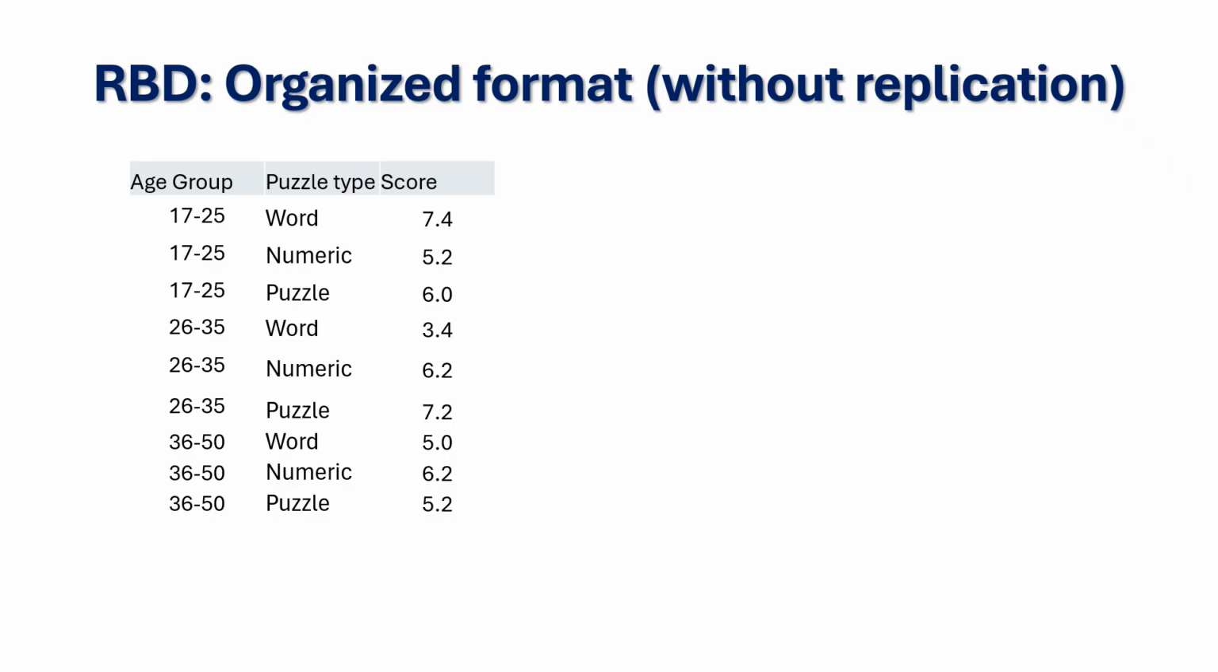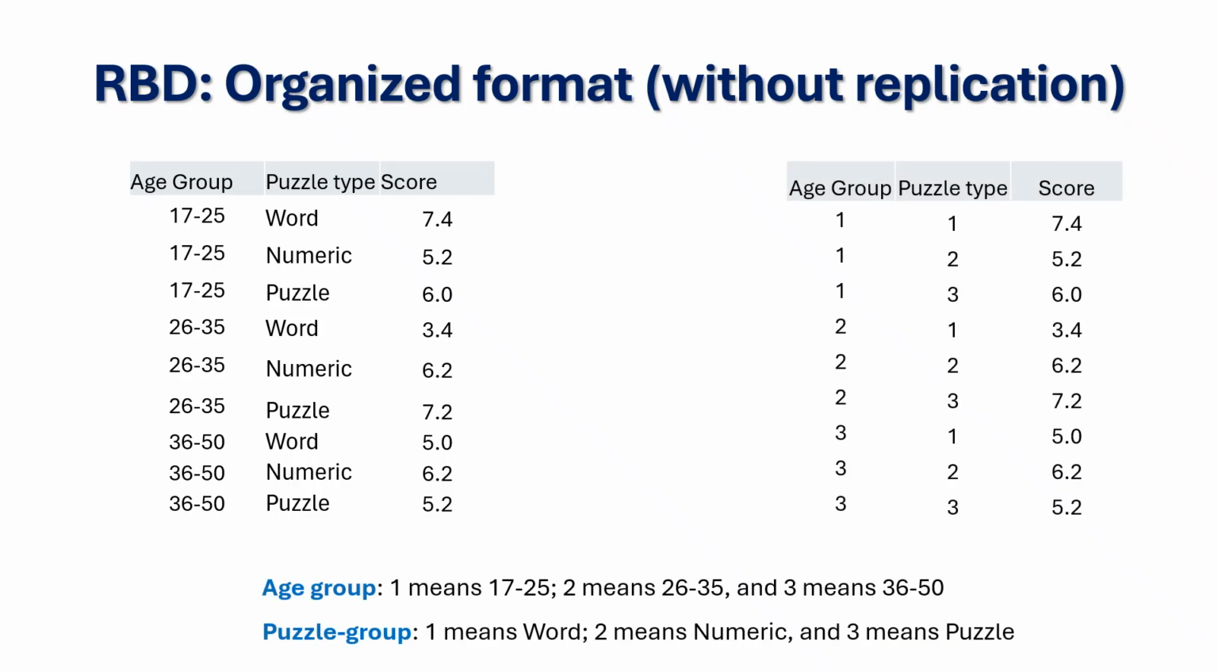So this is again another way. Most of the software demands an organized format in this way. This is, again, without replication, the same previous data organized like this. You can see the age group in the first column, and for each age group you can see word, numerate, puzzle like that, and the score is also given. So here is another way of looking at it.